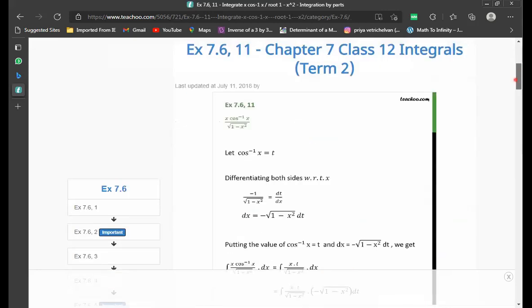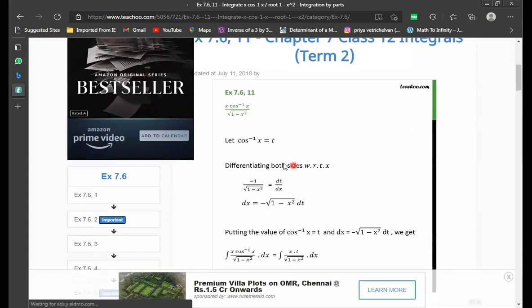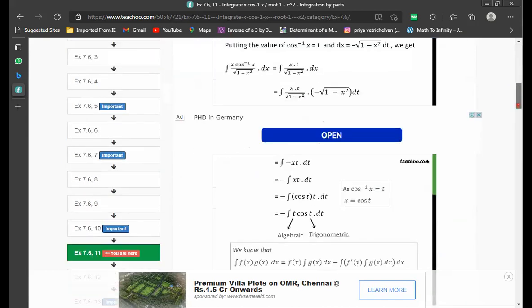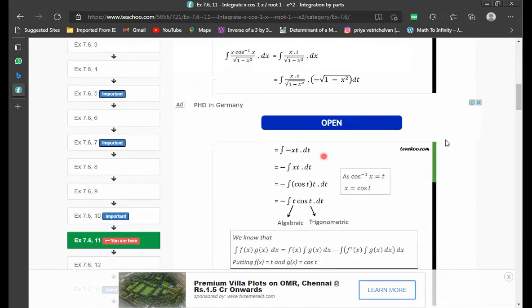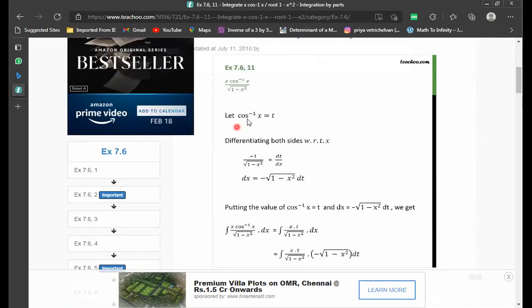Next, x into cos inverse of x upon 1 minus x square. Again, the same substitution method. Assume the inverse trigonometric as t. When you differentiate both the sides, you will be getting minus 1 upon square root of 1 minus x square, dt by dx. So dx is equal to minus square root of 1 minus x square dt. Just change the question in terms of t. Still you do have x. Cos inverse of x is t, so x can be written as cos t, isn't it?